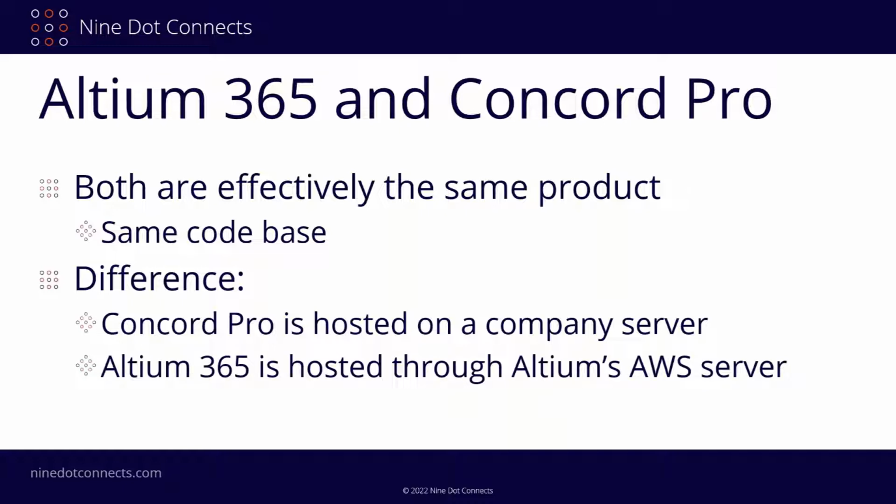The other one is that Altium 365 is hosted through Altium's AWS server. As a matter of fact, by default, you already get Altium 365 by the mere fact that you purchased Altium, you have a subscription. When you purchase Altium, you pay for the subscription, that gives you access to pretty much a year's worth of updates for Altium Designer, which is the tool we use to design in. And then of course, they give you access to Altium 365, which is hosted on their server as well. And what you're seeing here today is what you can do with Altium 365, along with Concord Pro.